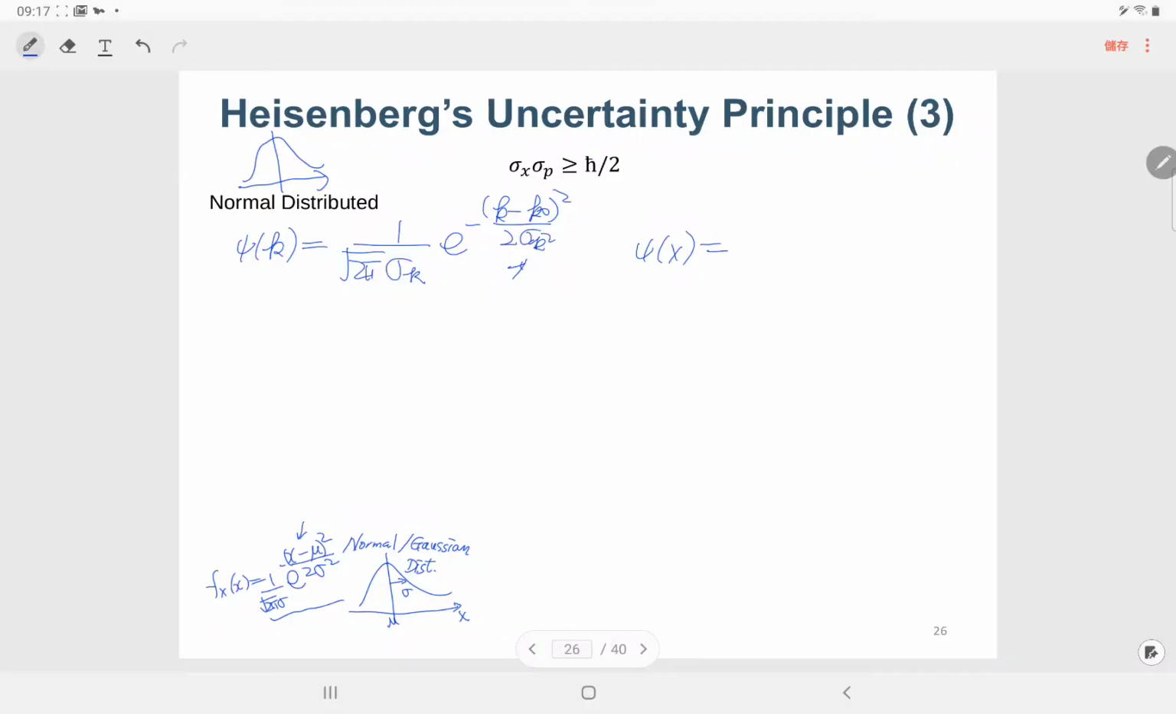So actually we need to do the Fourier transform of this function, which is actually the Fourier transform of phi k.